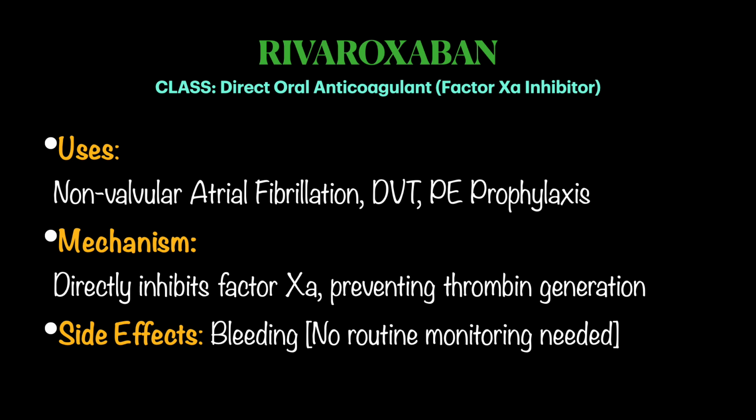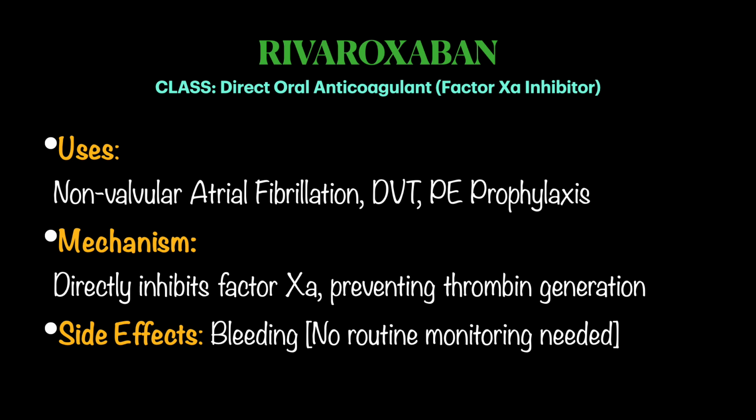And the last drug we have is rivaroxaban, and it is a direct oral anticoagulant, a factor Xa inhibitor, and the uses are non-valvular atrial fibrillation, deep vein thrombosis, and pulmonary embolism prophylaxis. So the mechanism of action is that it directly inhibits factor 10A, obviously, and thus prevents thrombin generation. How? Because this factor 10A is the initiation of the common pathway of the coagulation cascade, right?